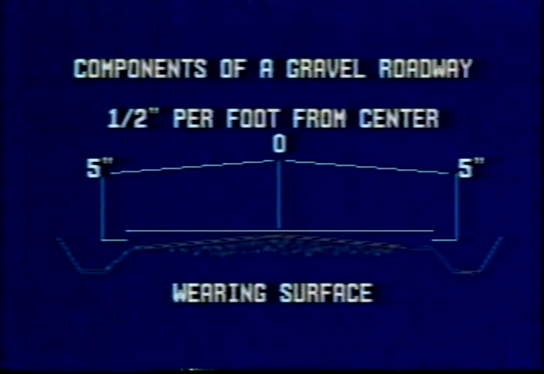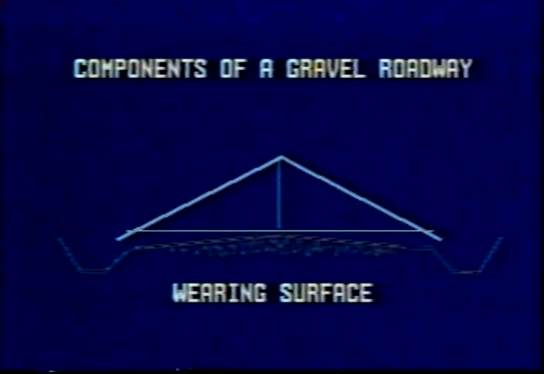The most desirable crown is shaped like the letter A. In other words, a straight, sloped line from the center of the road down to the edge of the shoulder.